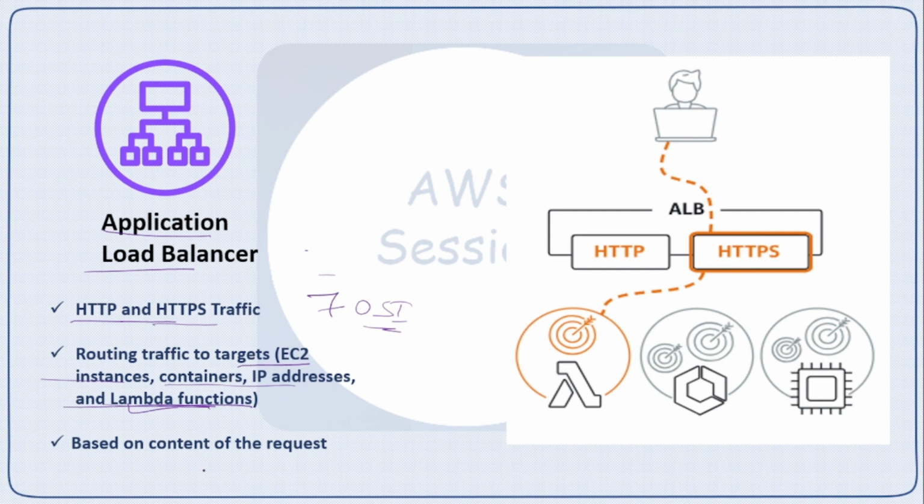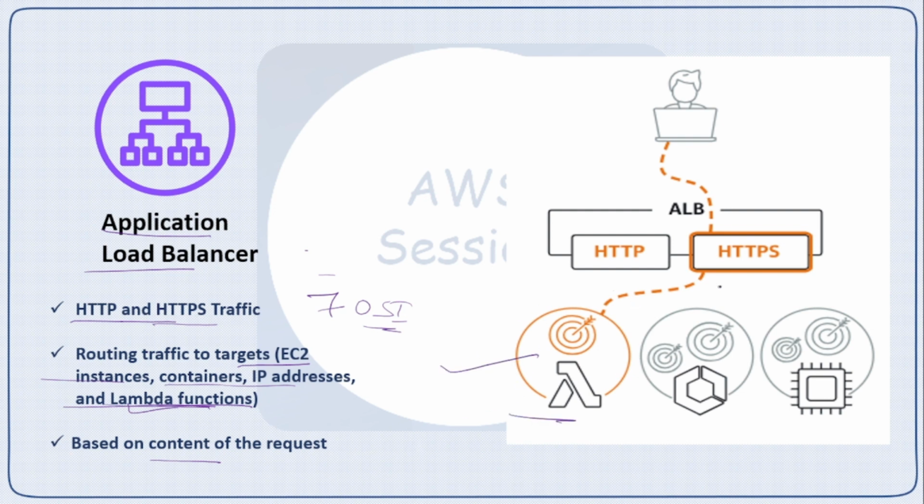And it is capable of doing content-based routing. So you can forward traffic to the EC2 instances based on particular content or some of the fields that are coming in the header. Based on that, you can forward traffic from the application load balancer.